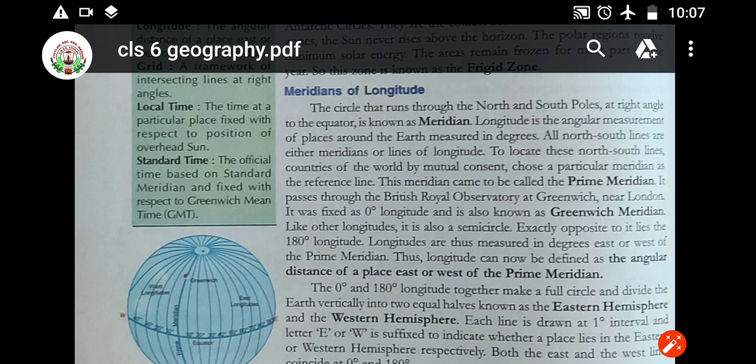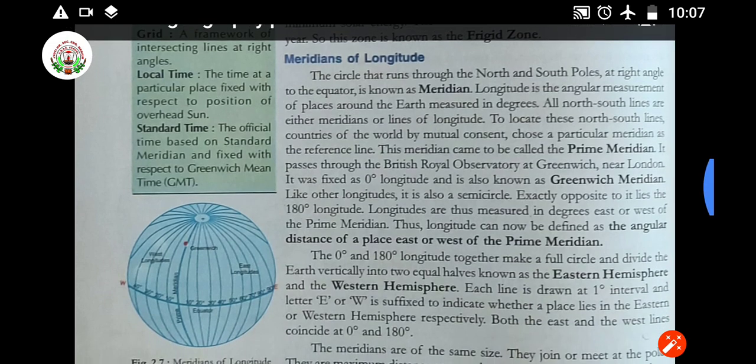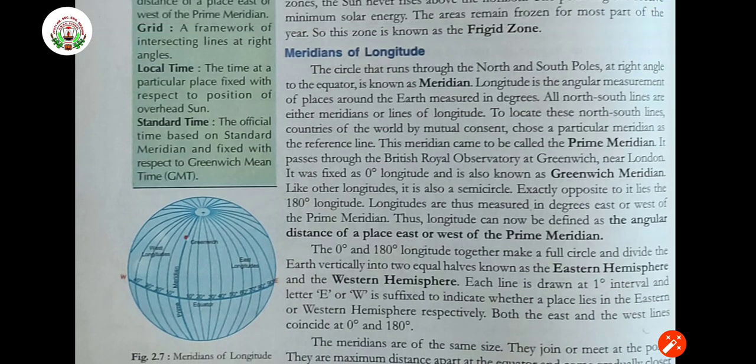We all had a discussion, and with mutual consent they chose one particular meridian. This meridian came to be called the prime meridian. It passes through the British Royal Observatory at Greenwich near London. With mutual consent, that particular meridian was selected as a reference line by which they are going to identify places.